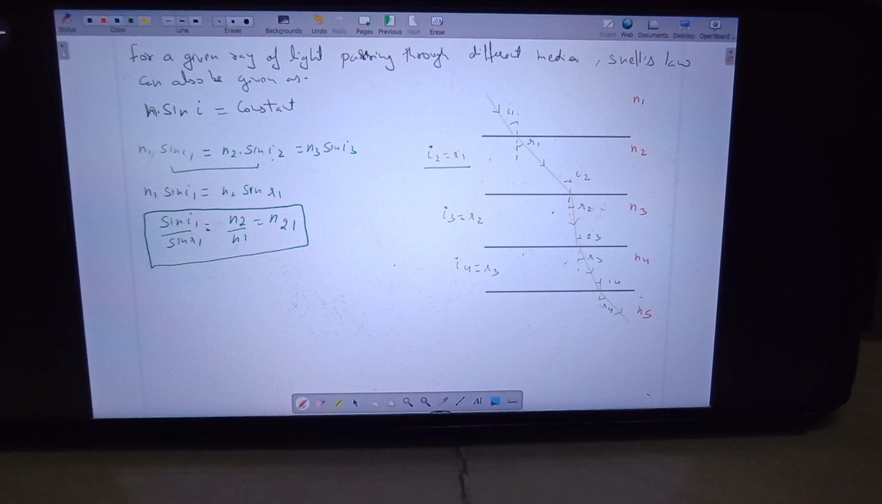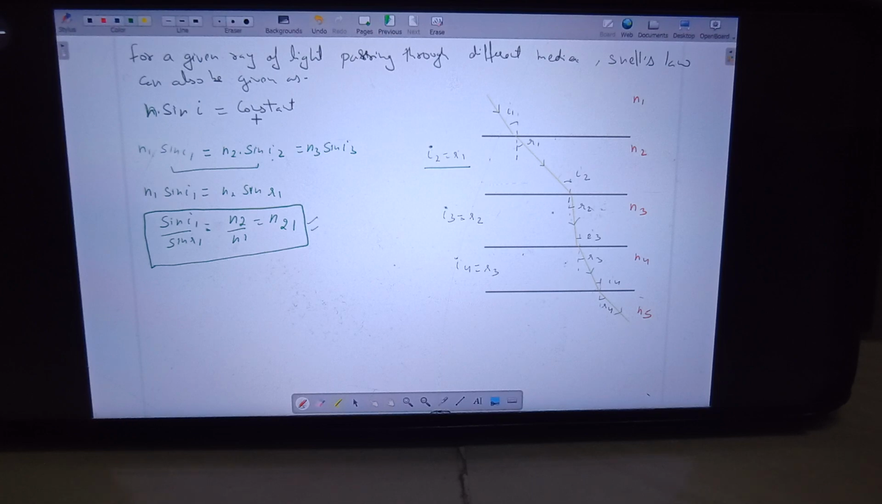Snell's law? Ma'am, how can you say that I2 is equal to R1? This is why I2 is equal to R1: alternate interior angles, as the normals are parallel to each other. Got it? Yes, ma'am. Okay. So remember it in this way, it will be easier for you to apply. If you remember by the normal relation also, it's well and good, but you can also remember using this figure.